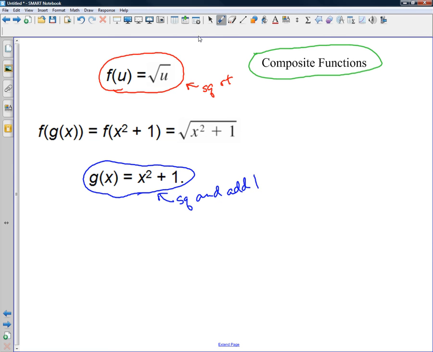Now, if we come up with what's called a composite function, we would simply say, well, let's make this f not of u, but f of another function. So let's put in g of x for u. If we do that, g of x is x squared plus 1.